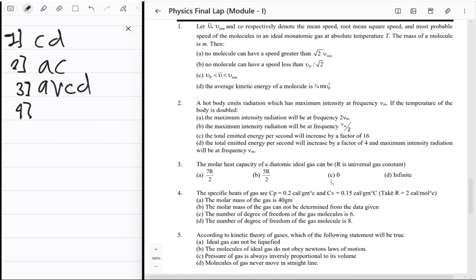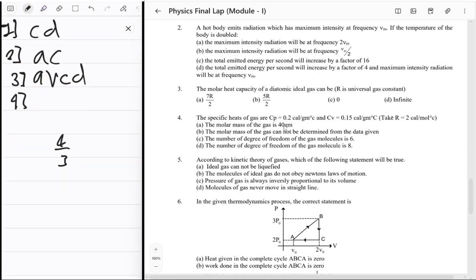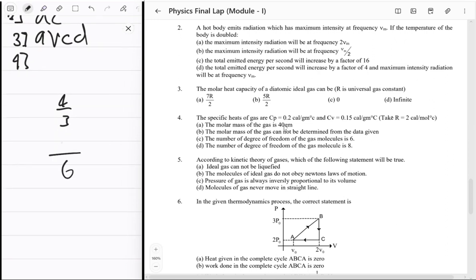Next question, fourth. The specific heats of gases are Cp is equal to 0.2, and Cv is given. Okay, specific heats are given, take R equal to, okay, we'll do it. What we need to do is find the molar mass of the gas. Gamma is 0.2 upon 0.15, which is 4 upon 3, right? Isn't that right? Of course that's right. So 6 comes at the bottom, and 8 on top, that is 6 plus 2.